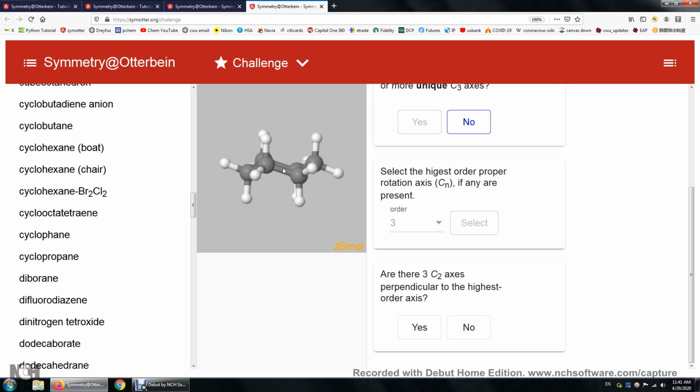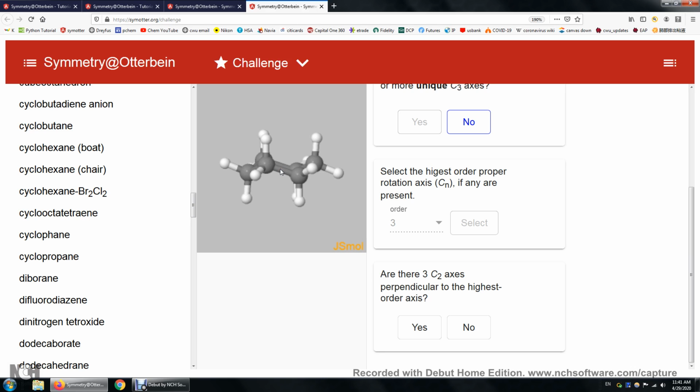we rotate this molecule about this axis, this carbon will go here, this hydrogen will go here, this hydrogen will go here, this hydrogen will go here, and this carbon will go here. This carbon on the back will go here, right? So it's going to do a rotation. So this is one of the 3 C2 axes.